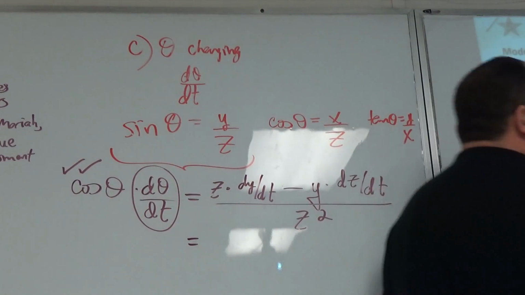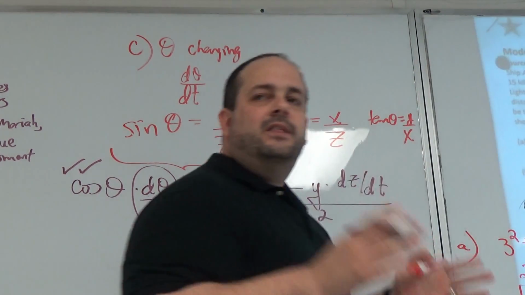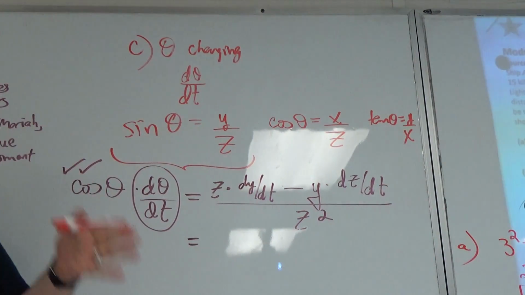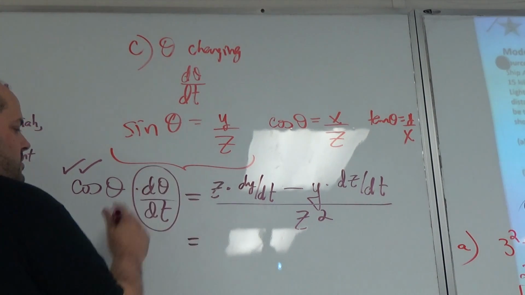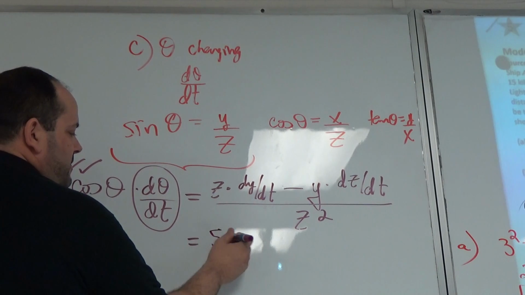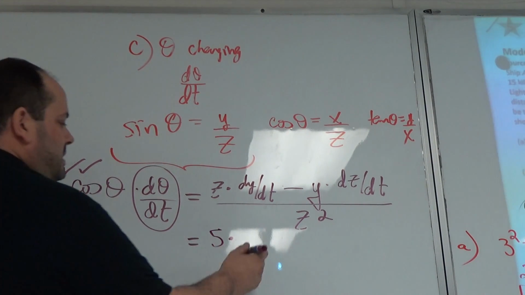We know what z is because they're asking us about when x equals 4 and y equals 3. They're asking about the same moment in time. If they ask for a different moment, it would be harder. So, Jose, what's z? 5. dy dt, what do we got? 10. Is going to be 10.